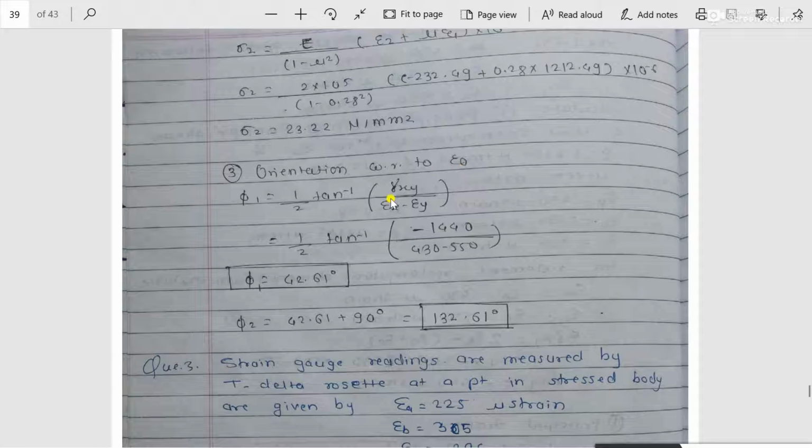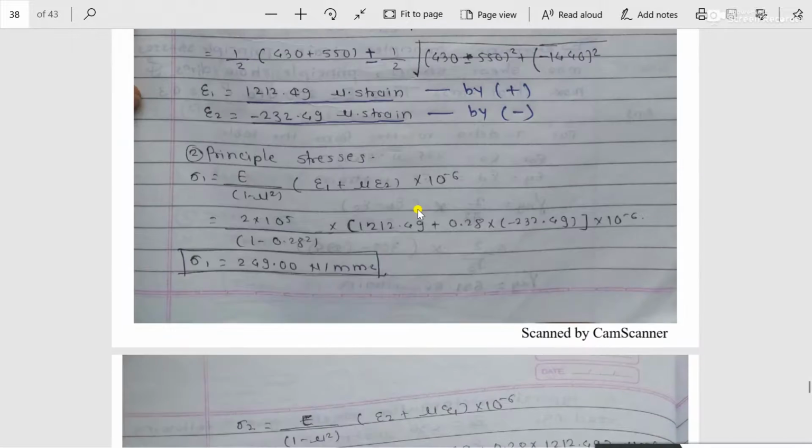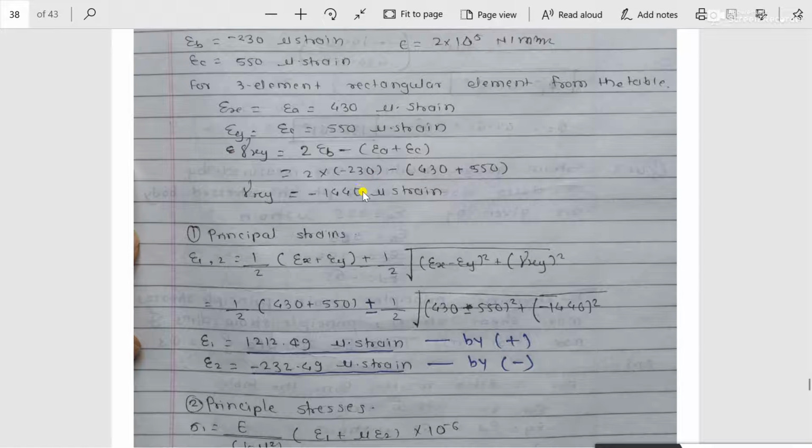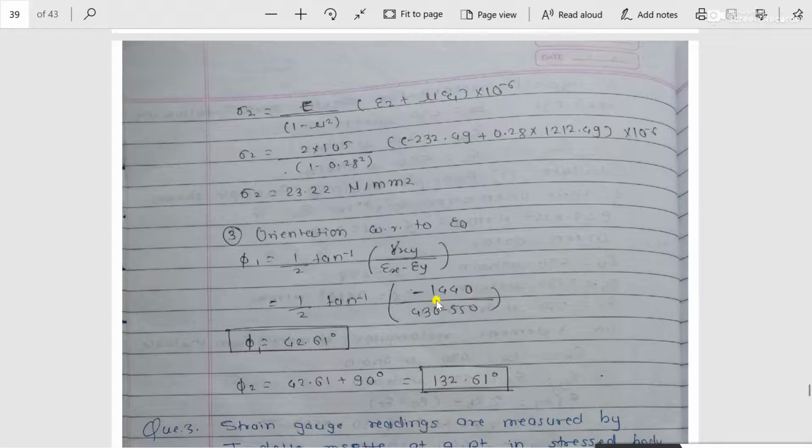Therefore to calculate that orientation we have the first formula, phi 1, which we have taken from that list: phi 1 is equal to 1 half into tan inverse of gamma xy divided by epsilon x minus epsilon y. So to calculate phi 1, write down this 1 half into tan inverse as it is. Gamma xy we have calculated from epsilon a, epsilon b, epsilon c. So I put this gamma xy as it is with its sign, that is minus 1440, divided by epsilon x and epsilon y, which we have also calculated from that table. So we put the value of epsilon x 430, epsilon y 550, and by making this calculation I get phi 1 is equal to 42.61 degree.